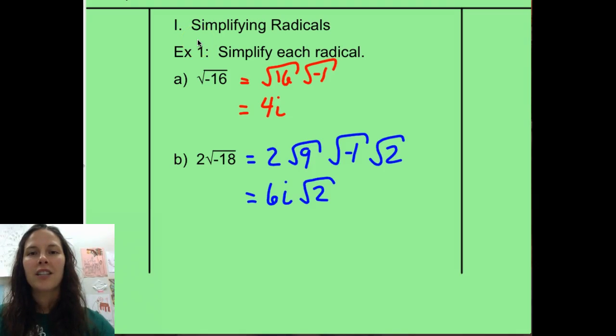When you're organizing your answer, put the coefficient first. Treat the i kind of like a variable, and if you have a radical left over, that would go at the end.